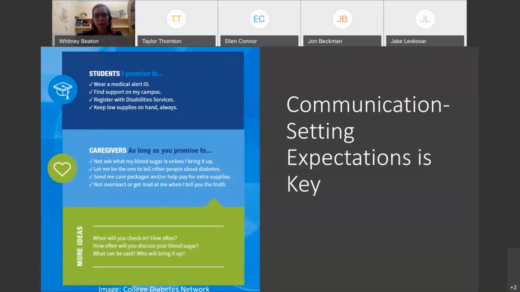College Diabetes Network has some information about this. It's kind of like contracting, right? So as the student, you would agree to do these things, wear a medical ID, take care of yourself in certain ways. And as the caregivers, then they would promise not to maybe get mad when you have a number that's out of range or something like that. And then, figuring out what can be said, who's going to bring those things up, and when you're going to talk about it is a great idea.